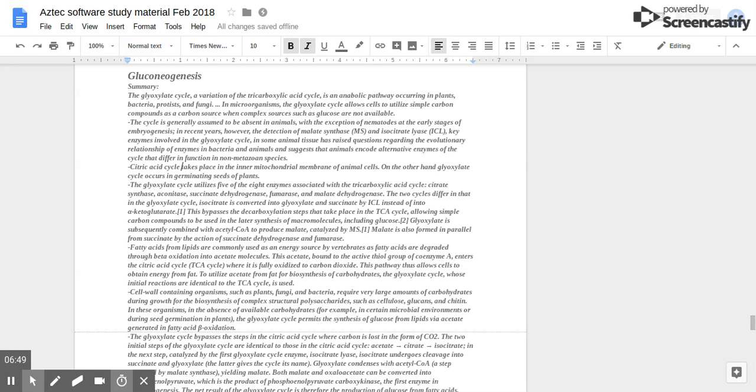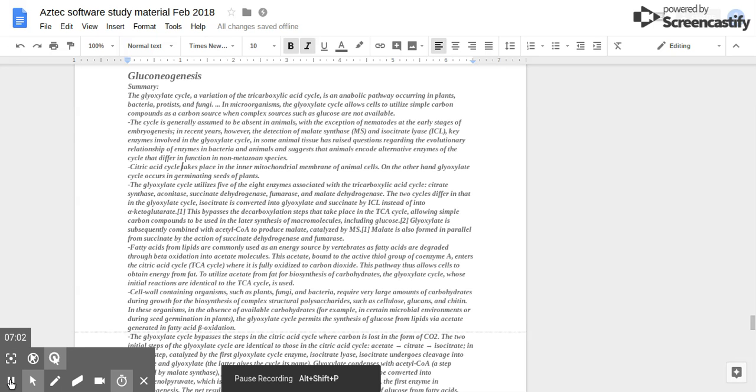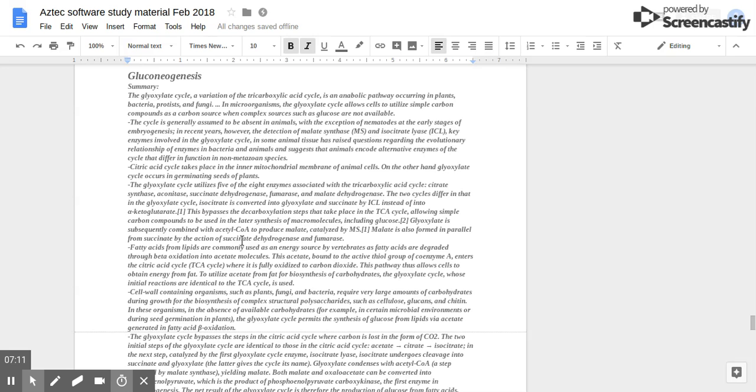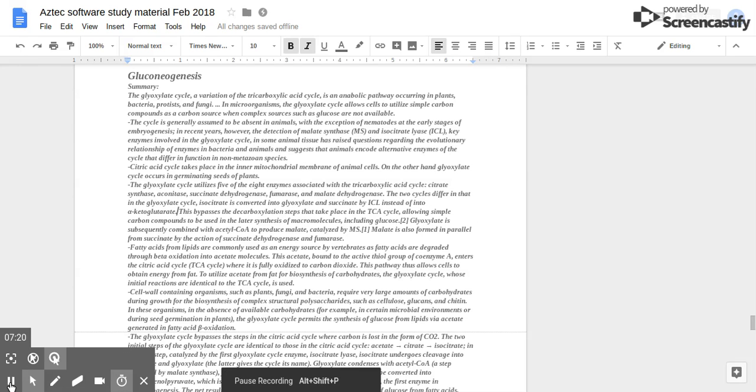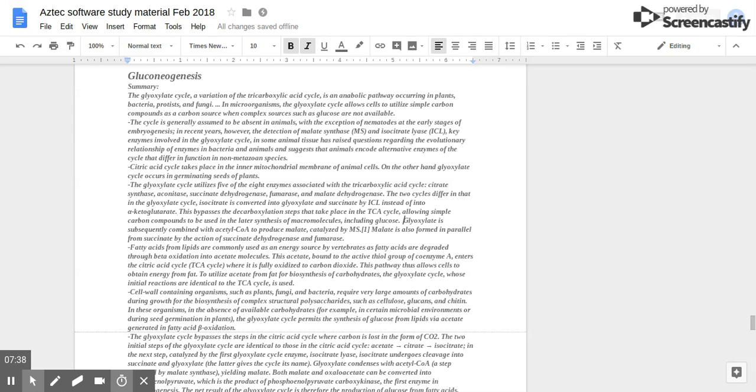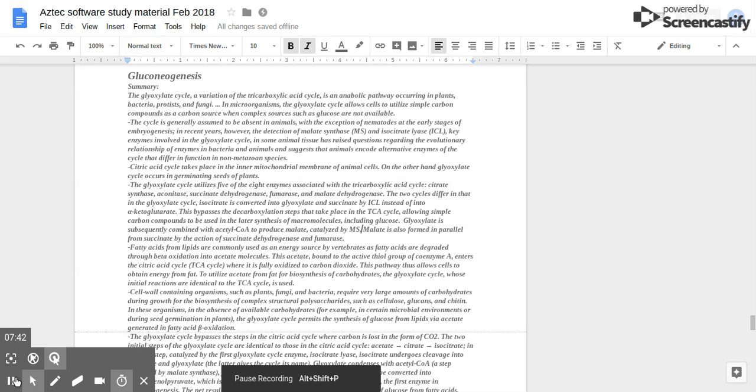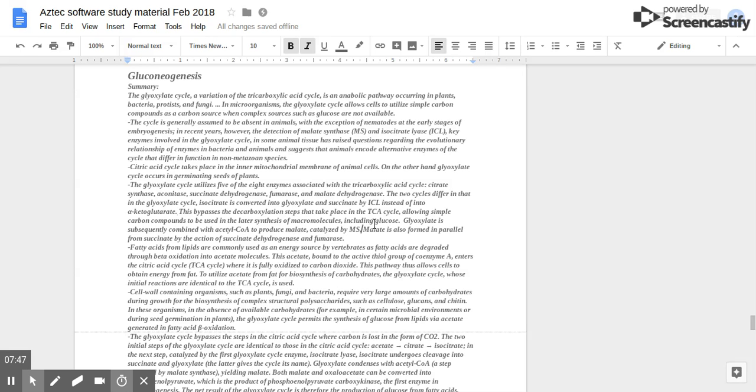The two cycles differ in that in the glyoxylate cycle, isocitrate is converted into glyoxylate and succinate by isocitrate lyase instead of into alpha-ketoglutarate. This bypasses the decarboxylation steps that take place in the TCA cycle, allowing simple carbon compounds to be used in the later synthesis of macromolecules, including glucose. Glyoxylate is subsequently combined with acetyl-CoA to produce malate, catalyzed by MS, or malate synthase. Malate is also formed in parallel from succinate by the action of succinate dehydrogenase and fumarase.